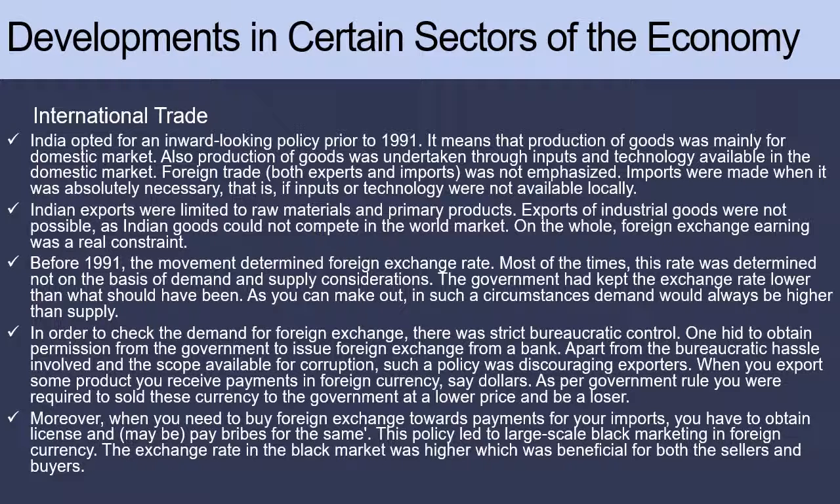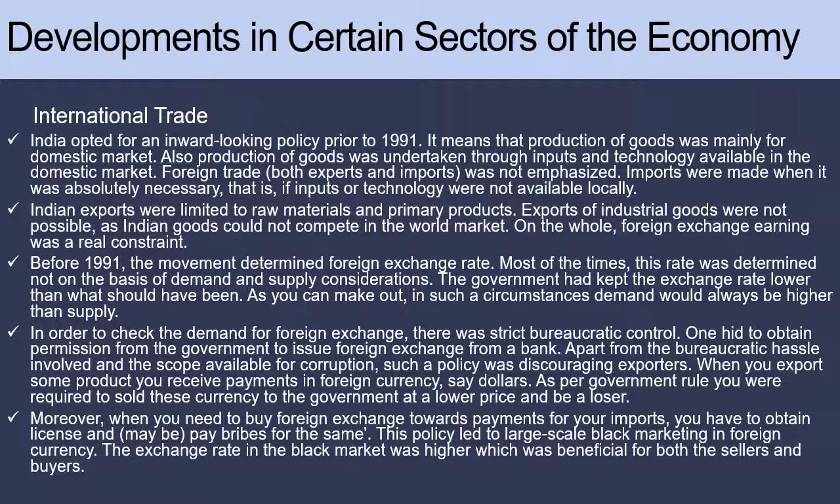It means that production of goods was mainly for the domestic market. Also, production of goods was undertaken through inputs and technology available in the domestic market. Foreign trade, both exports and imports, was not emphasized. Imports were made when it was absolutely necessary, that is, if inputs or technology were not available locally. Indian exports were limited to raw materials and primary products. Exports of industrial goods were not possible, as Indian goods could not compete in the world market. On the whole, foreign exchange earning was a real constraint.